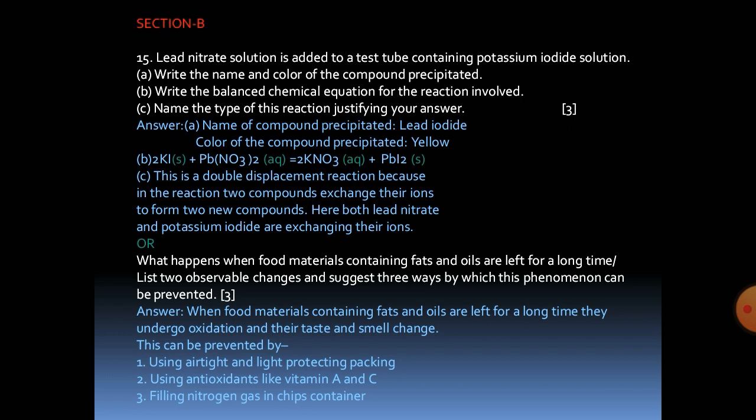and their smell changes. They become oxidized. And also this can be prevented by using airtight and light protecting packaging, using antioxidants like vitamin A, or you can fill nitrogen gas in chips containers. So by these methods you can prevent the food from being oxidized.